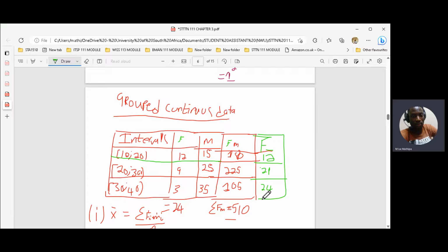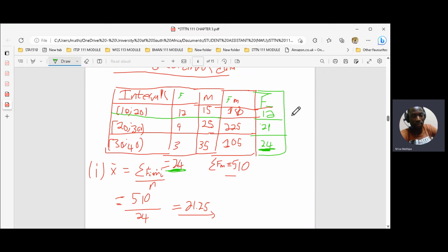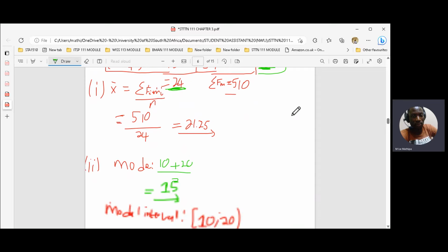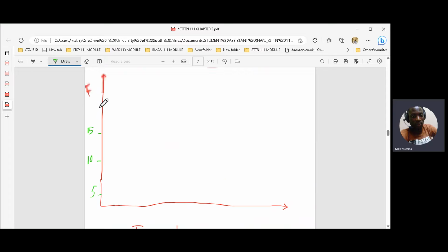Now, for you to see that your cumulative frequency is correct, check the total here. The last one is equal to the total frequency. Okay, then let's draw a graph. We have 12, 21, 24. Then we can use the method of 5, 10, 15, 20, and 25. That's not drawn to scale.